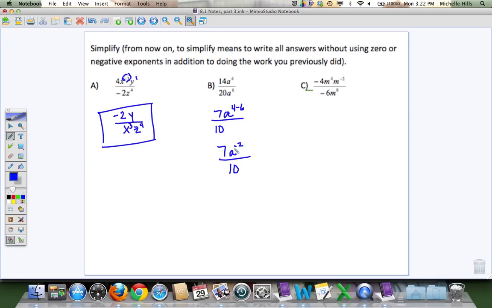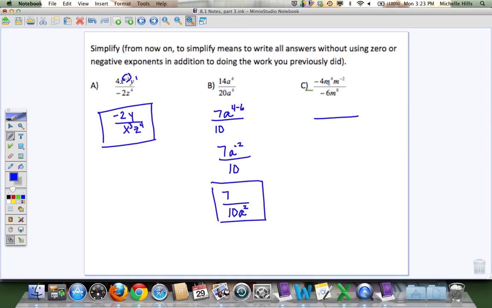I cannot have a final answer with negative exponents. The exponent on the 7 is positive 1. It's happy. It stays put. The exponent on the 10 is positive 1. It's happy. It stays put. But the exponent on the a is negative 2. It's not happy. It's thinking negative thoughts. It needs to move to become a to the positive 2 in the denominator.